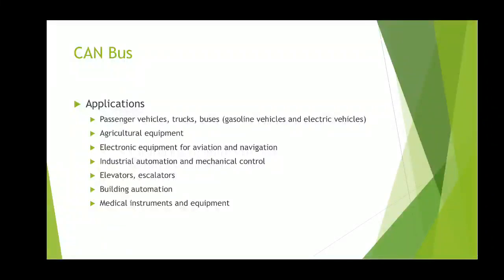The controller area network, or the CAN bus, is widely used for a lot of applications. The major area of CAN bus application is the automotive industry. In the automotive industry, it is used in passenger vehicles, trucks, buses, cars, etc. And it is also used in agricultural equipment, electronic equipment for aviation and navigation, industrial automation and mechanical controls, elevators, escalators, etc., and for building automation and for medical instruments and equipment.